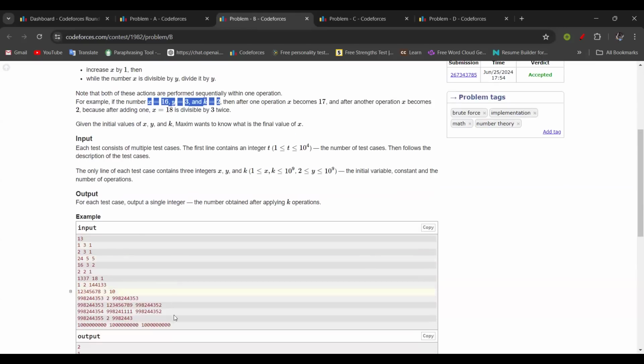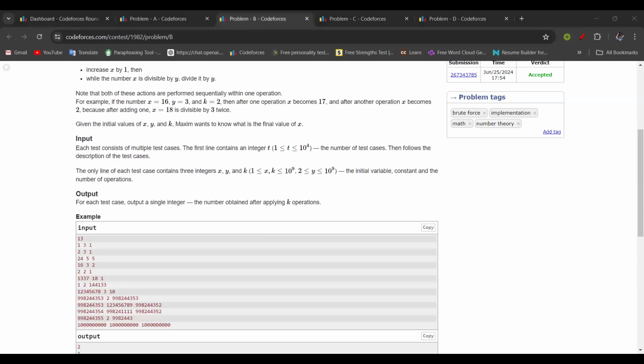But if you do it directly, you can perform each operation: do a plus 1 and then divide until it's not divisible. If you do it one by one, k can be 1e9. So you cannot do all the operations one by one, because O of 1e9 would give you TLE. So what can we do?